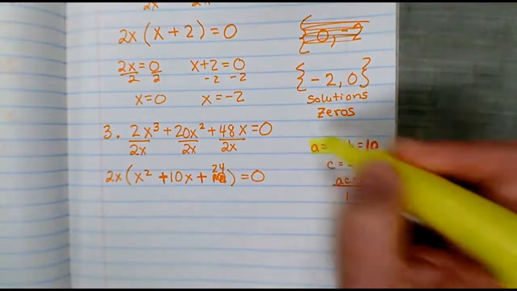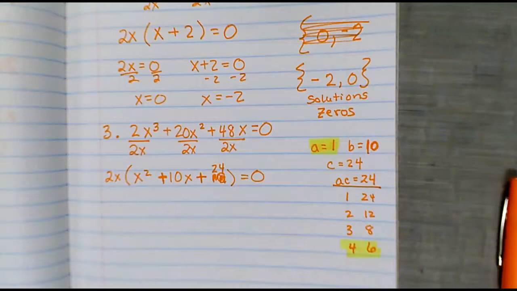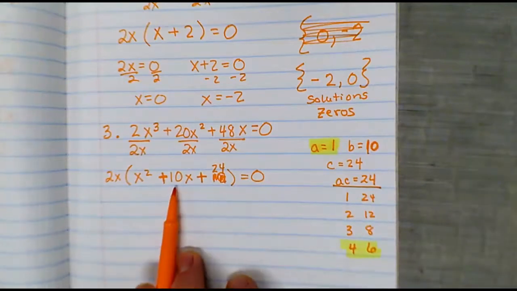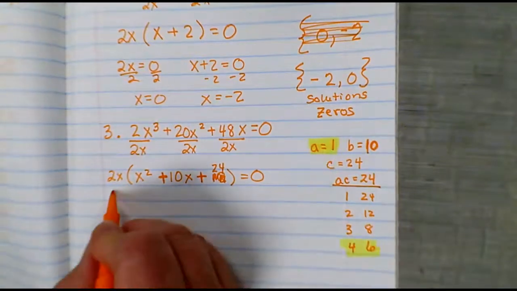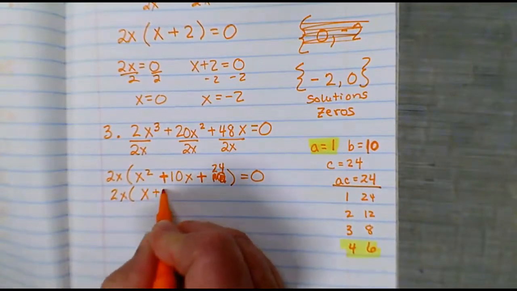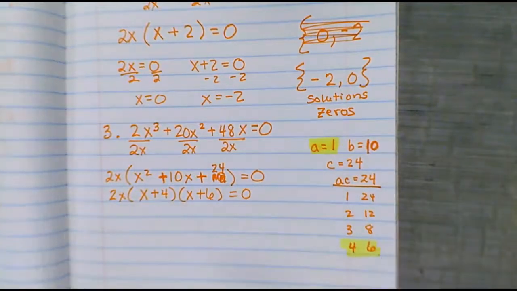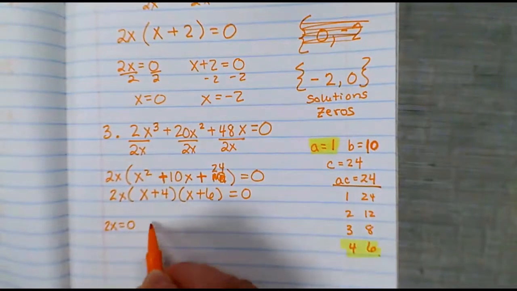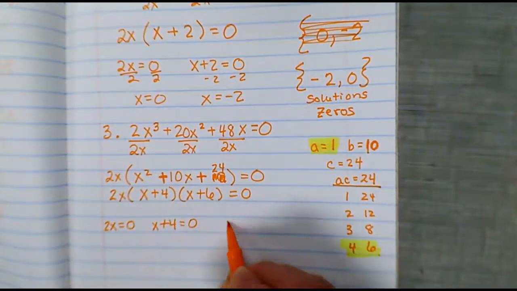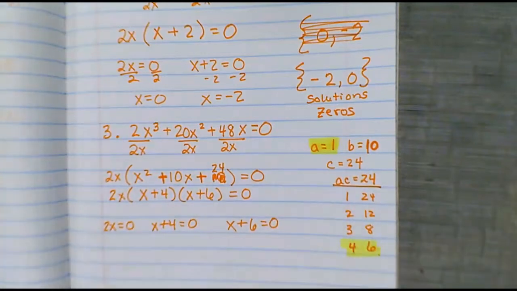Because A is equal to 1, I can use shortcut factoring. I can replace this with a 4 and a 6, x, do factor by grouping. But if A is equal to 1, I can do shortcut factoring. Those are going to be the factors. This pair right here. That's what we learned before we did factor by grouping. And either the first term equals 0, or the second term equals 0, or the third term equals 0. So I have 3 little equations to solve.